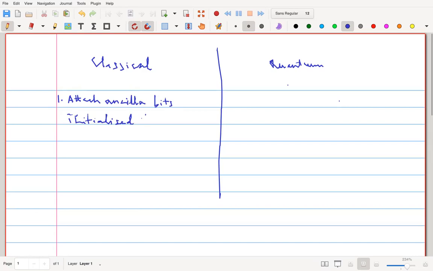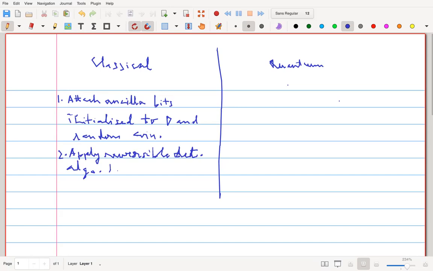Initialize to 0, and random coin. Then plus a reversible deterministic algorithm to the joint register. Joint register means input plus ancilla.